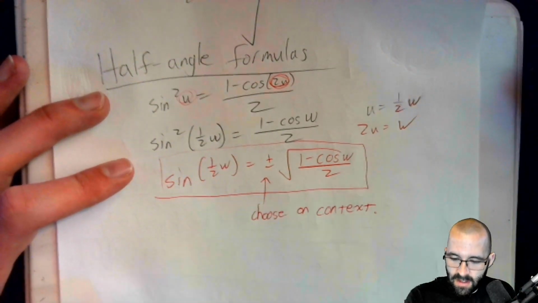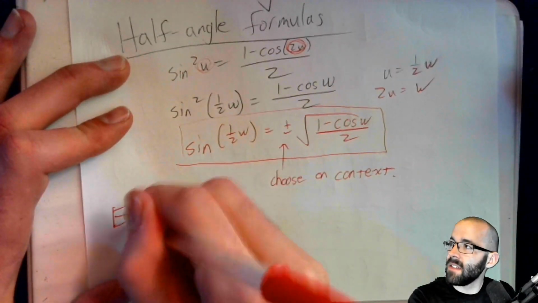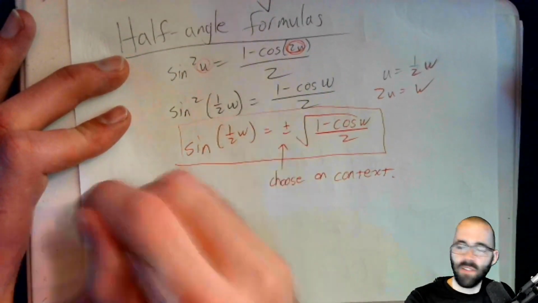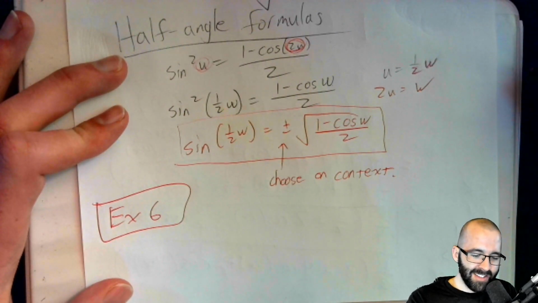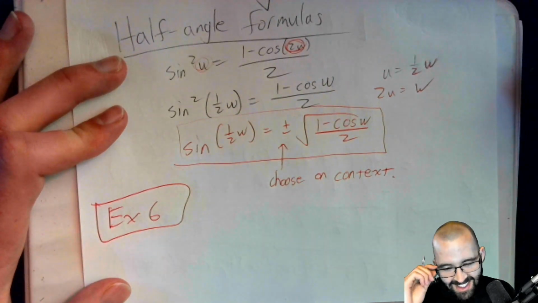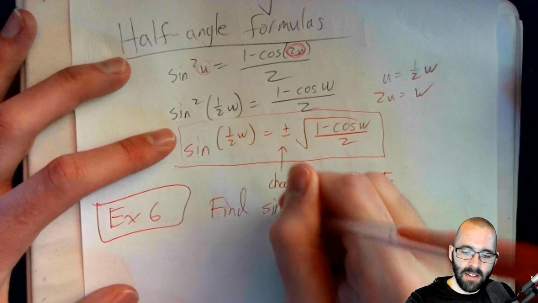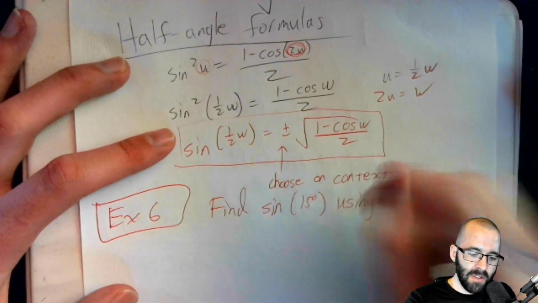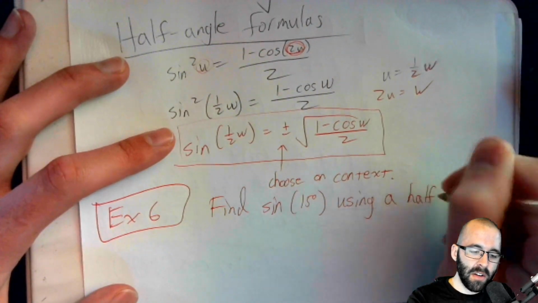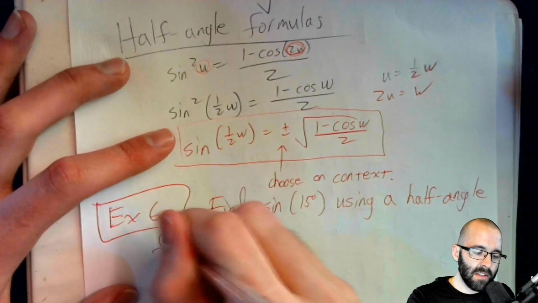So let's see if we can solve something with this. Example 6. It looks so weird to be writing notes in red. It's like we're writing math in blood. This is a big deal. Find sine of 15 degrees using a half angle formula. And you can check your answer with the calculator on this.